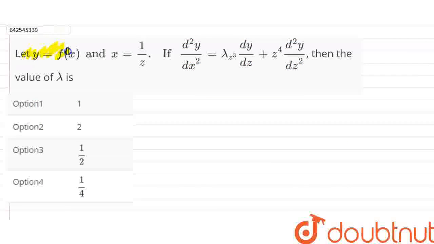The question says that let y is equal to f(x) and x is equal to 1 upon z, and d2y upon dx square is lambda times z cube dy by dz plus z to the power 4 d2y upon dz square. Then the value of lambda is what we have to find.